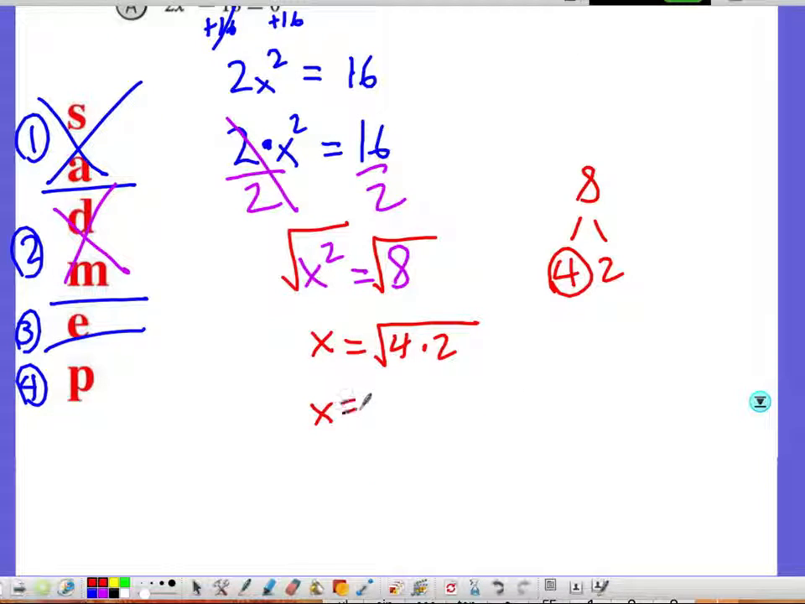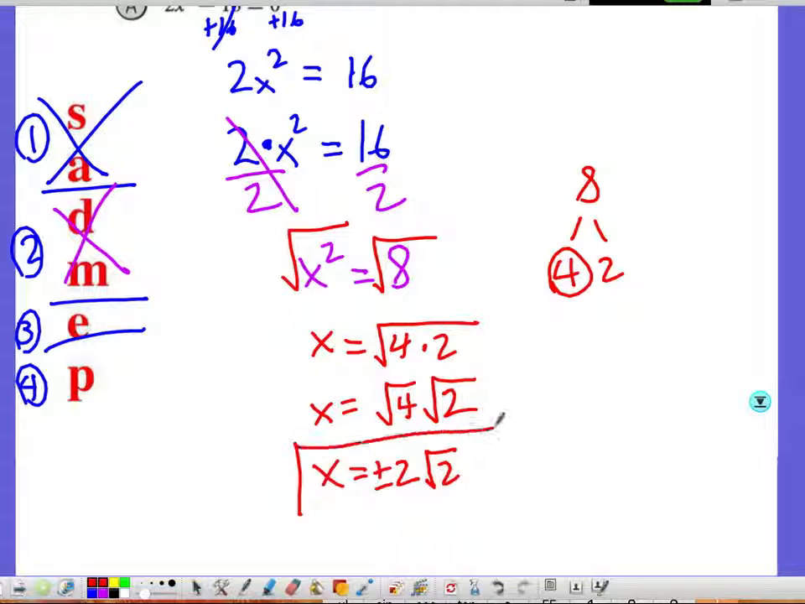And using the product property, I have two square roots, wherein one of them is my factor of 4 and the other one is the factor of 2. So now if I take the square root of 4 times the square root of 2, the square root of 4 is going to be 2 plus or minus, and the square root of 2, well, that's not a perfect square, so we just leave it like that. And there's my answer. X equals plus or minus 2 times the square root of 2. Don't forget your plus or minus, always part of your answer. Okay.